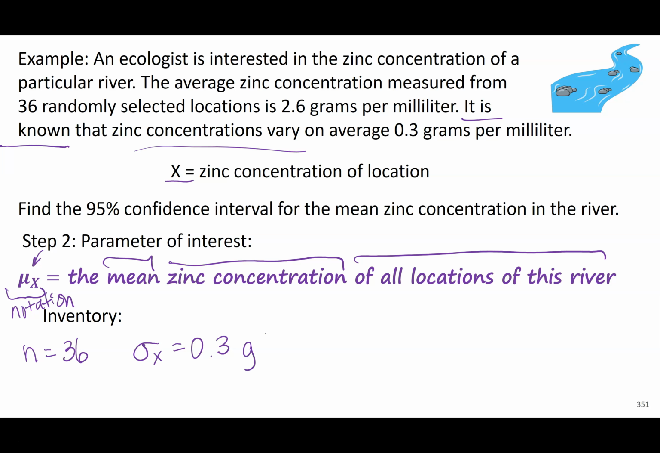So grams per milliliter. And you can totally write out the words. I get a little lazy sometimes. So then, what else do I have? I have X bar. So I had 2.6 grams per milliliter.